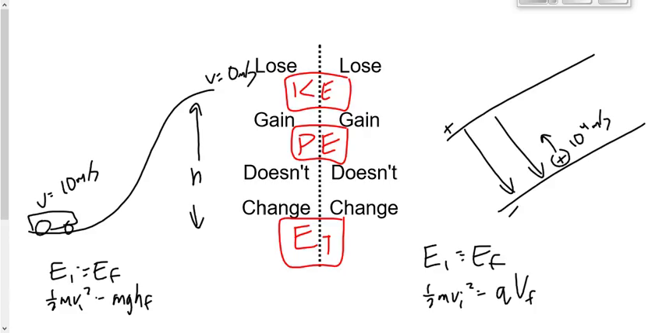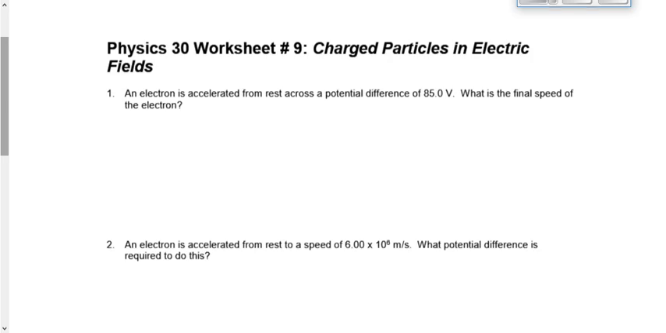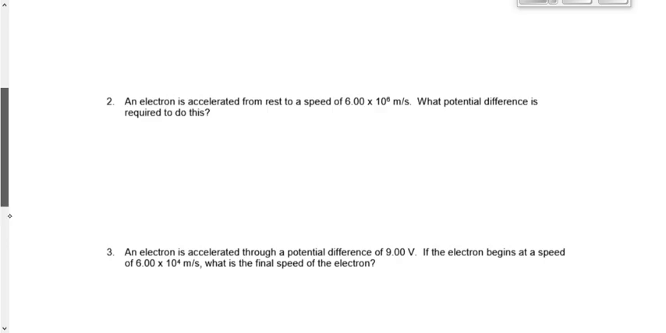Right? Let's take a look now at worksheet number 9 that we had for homework. Specifically, we're going to look at questions 4, 5, and 7. Number 4 says a proton is accelerated from a speed of 5 times 10 to the 4 to 5 times 10 to the 6 meters per second. What potential difference is required to do this?